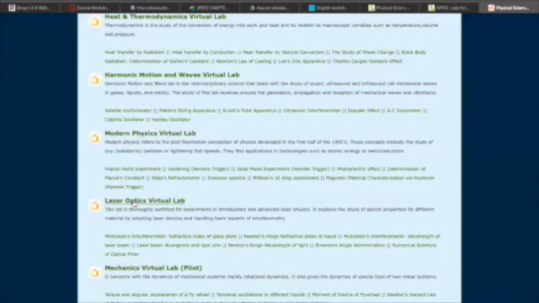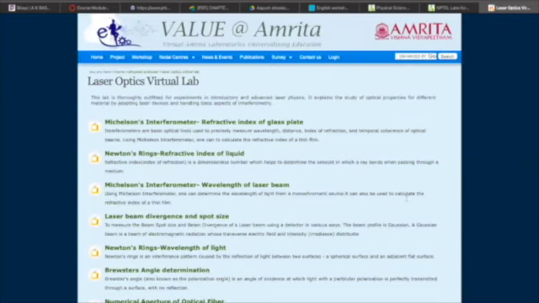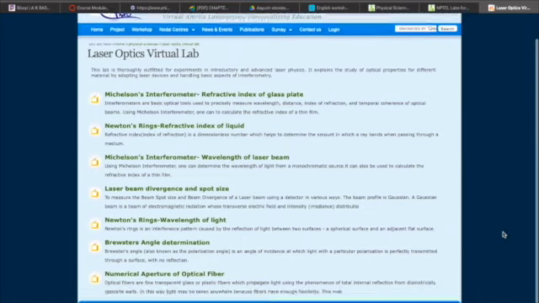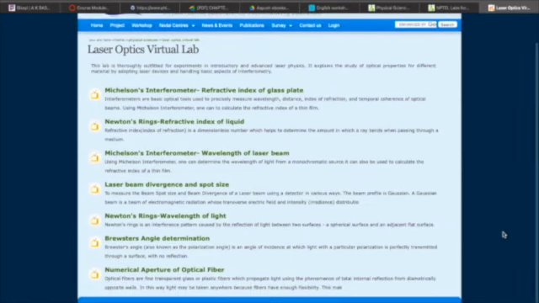But that experiment is really old and laser came much later than that. So nowadays laser is a popular choice for performing Michelson's experiment, because you get to see the pattern on the screen, so it's very easy to analyze. Here there are any number of experiments with the help of laser. You can also go through the experiments for Brewster's angle, even Newton's ring that we discussed, and laser beam divergence.